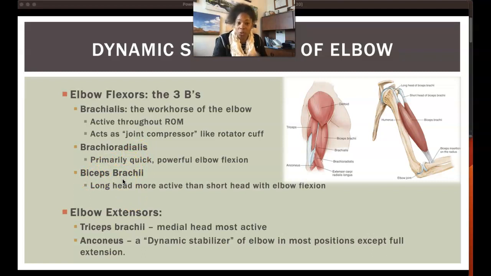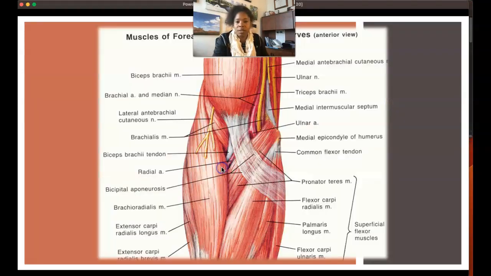And so as you start to assess and go through your upper quarter screens, this can kind of be telltale signs of whether or not it's brachioradialis involvement or brachialis or biceps brachii. And we'll do some manual muscle tests. Different manual muscle tests to kind of tease in or tease out which muscle might actually be involved.